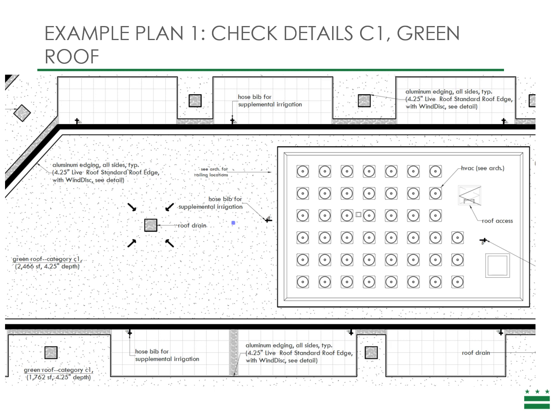So we zoom in a little bit and look at the details on the plans. We first see that the category, area, and depth are labeled. We check to make sure that the area is the same as the score sheet and that the depth matches the C1 definition.